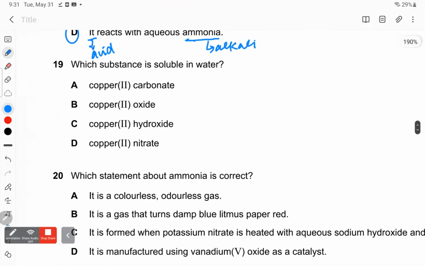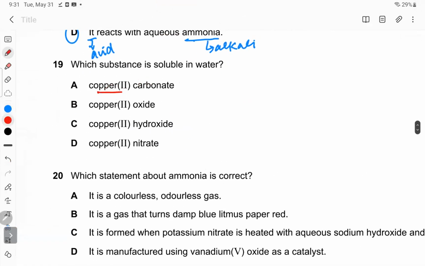Which substance is soluble in water? Copper 2 carbonate? No. Copper 2 oxide? No. Copper 2 hydroxide? No. Copper 2 nitrate? Yes, because there is a point in the solubility that you need to remember: all nitrates are water soluble, right? All hydroxides are water insoluble except group 1 and magnesium downward.